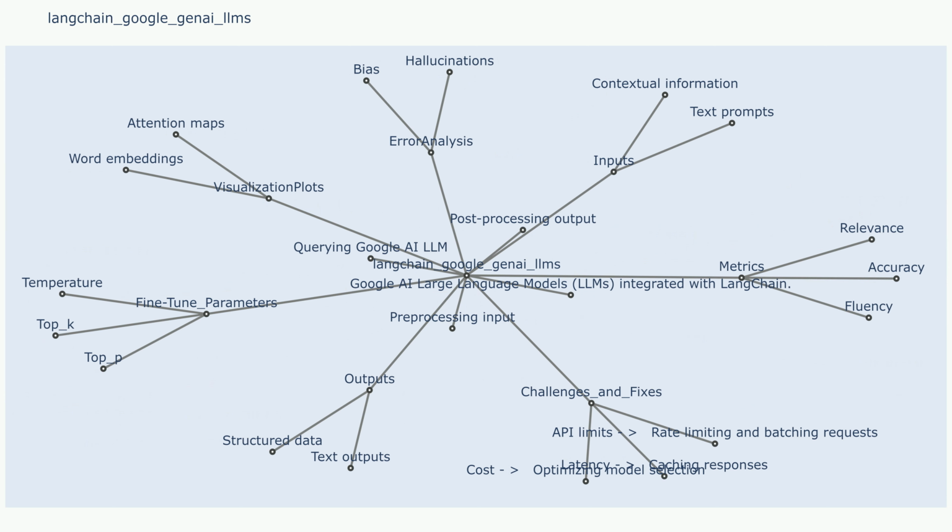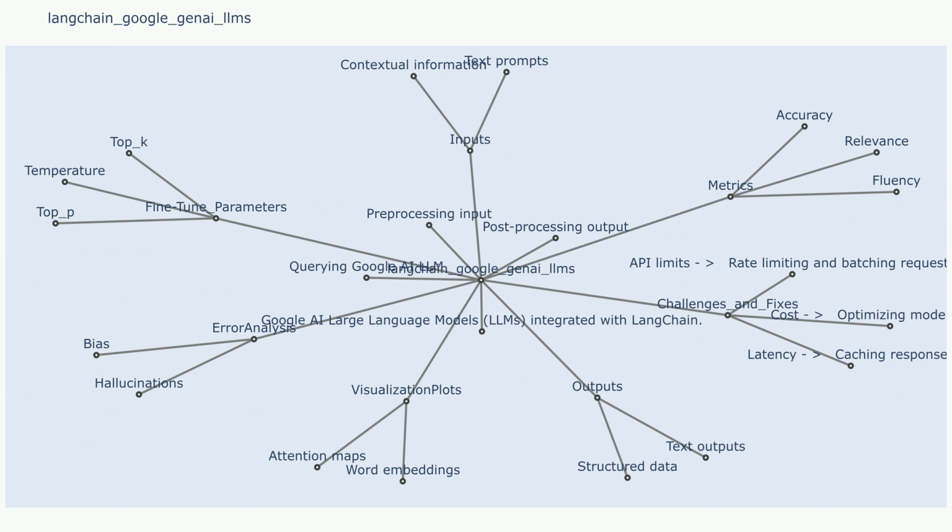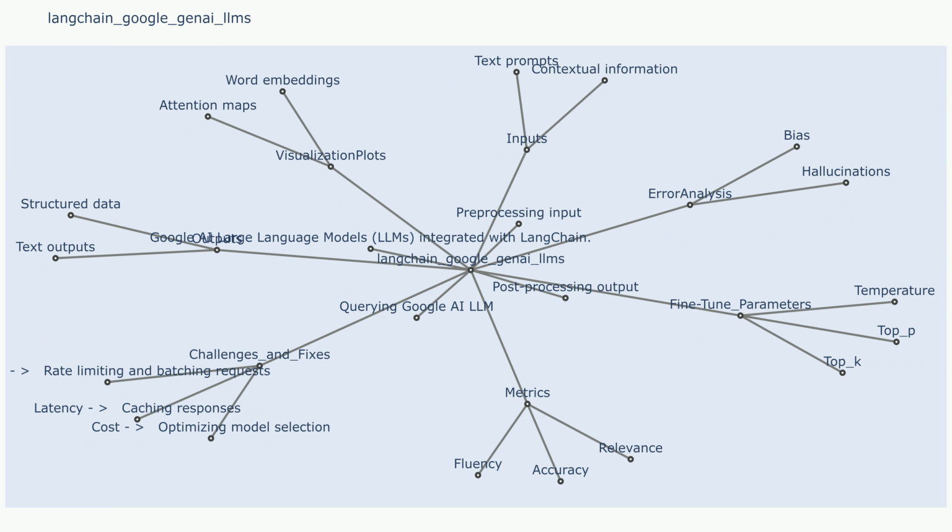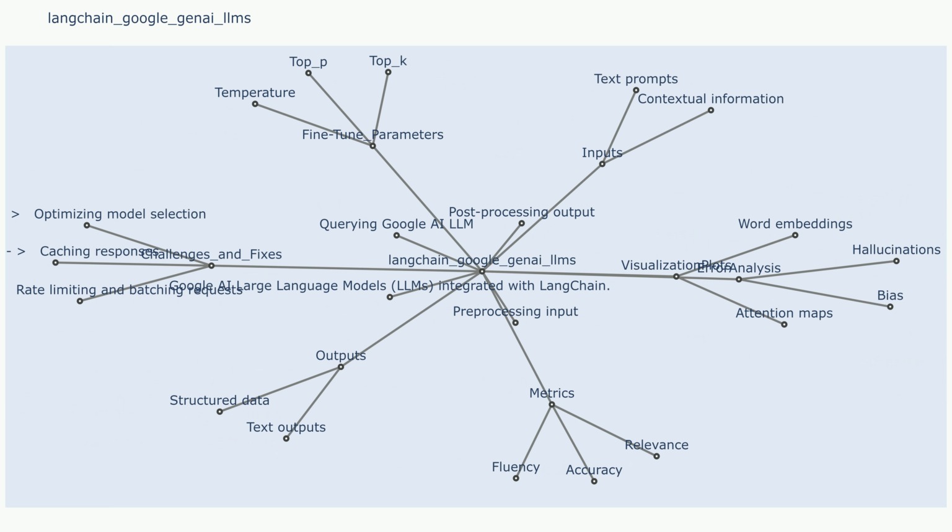Explain in detail text prompts. Users provide textual input in the form of questions, instructions, or creative prompts. Input 2. Explain in detail contextual information. Optionally, users can provide additional context to guide the model's response, such as previous conversations or specific documents.